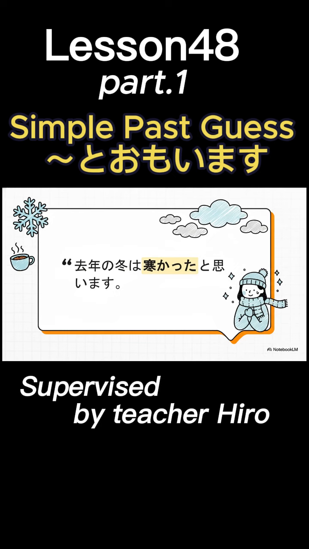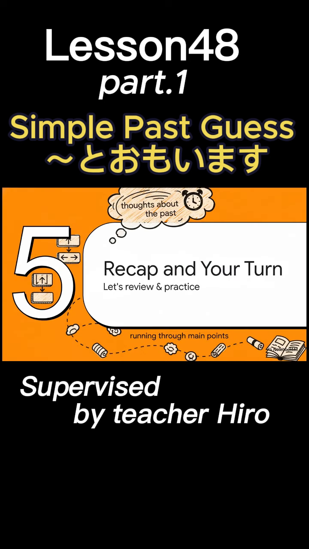And one more for good measure, this time with a positive I adjective. Samui means cold. The past short form is samukatta. So putting it together, samukatta to omoimasu means I think it was cold. You're just expressing your memory or opinion about last winter. See the pattern?